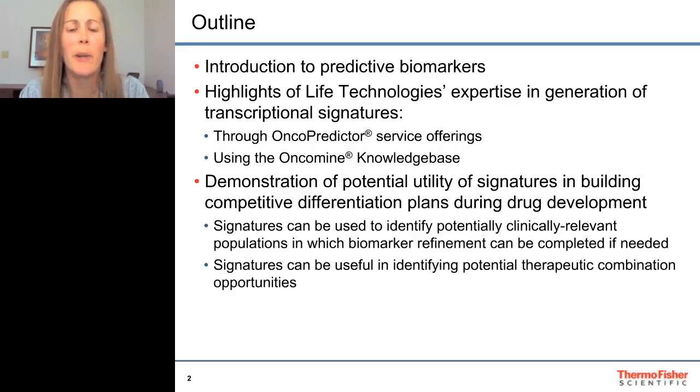And the final bullet point I have here, for the sake of time, I'm probably not going to touch on it today, but I did want to let you know that these transcriptional signatures we find can be useful in identifying potential therapeutic combination opportunities as well. And as I said, I probably won't touch on it today for the sake of time, but I'd be happy to discuss this in follow-up with anyone who's interested.